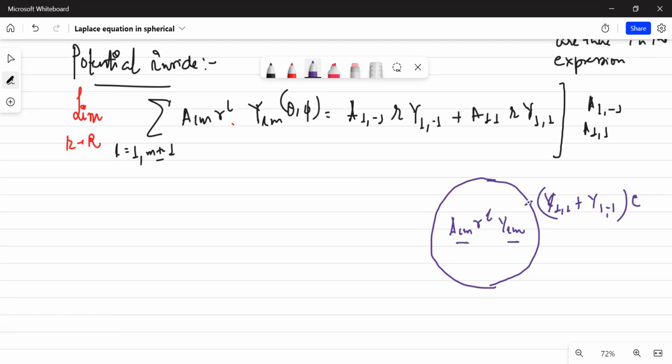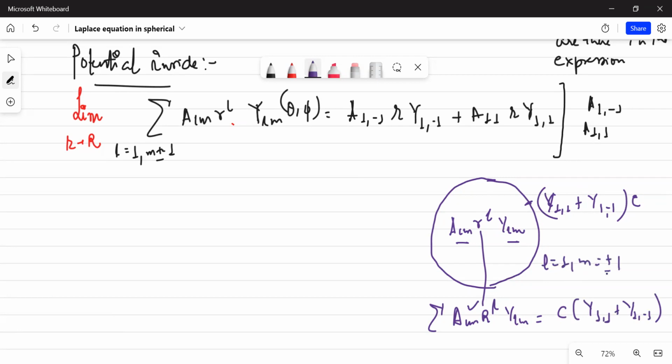At a particular point on the surface, your potential is continuous. It implies what? If I place A_LM r raised to power L Y_LM as the inside potential, and if I take the limit r tends to R, that is, if I place r equal to capital R, then this potential should be some linear combination of Y11 and Y1 minus 1, isn't it? So only L equals 1 and M equals plus minus 1 would survive. This is what I'm trying to say. Is that clear or is that not clear now?